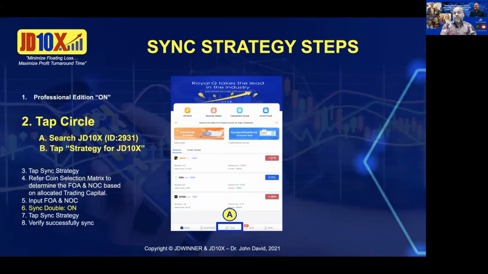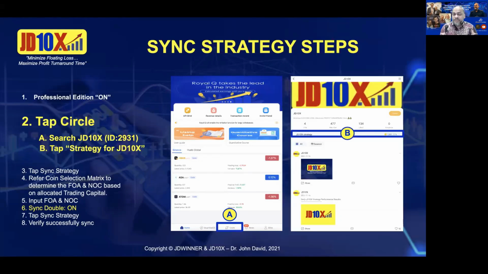Now, the next thing is that you need to tap the circles, and you search for JD10X ID 2931. Thereafter you tap the strategy for JD10X. You will see the percentage there. Currently that is about 7,000 cumulative profit of my trading so far. Just for the past few weeks, I think we already activated JD10X for 2 weeks. So this is just my 2 weeks result because of the 13 margin call that I'm trading, the same thing together with you. So now tap on that percentage, and it will bring you to the next page.